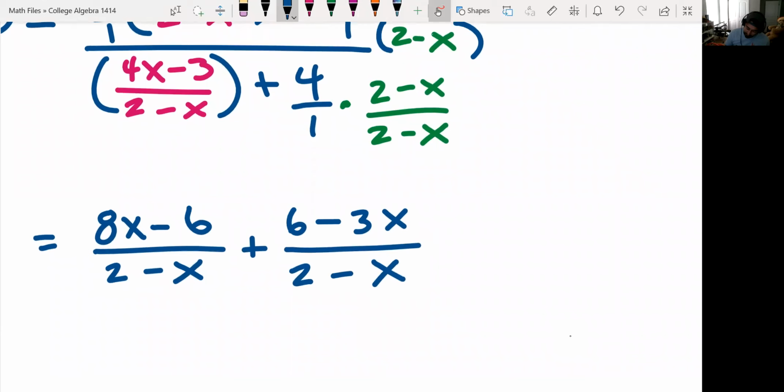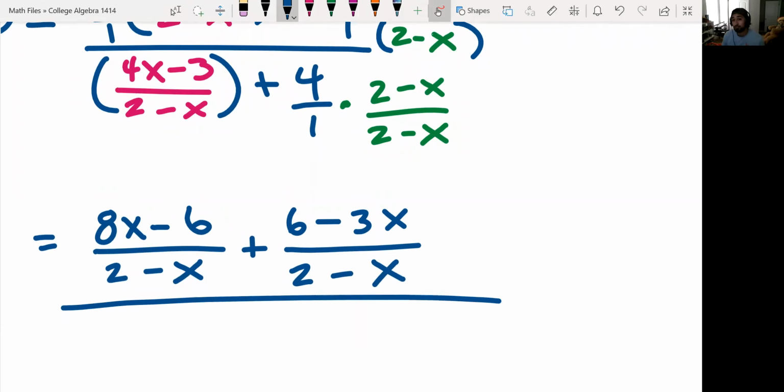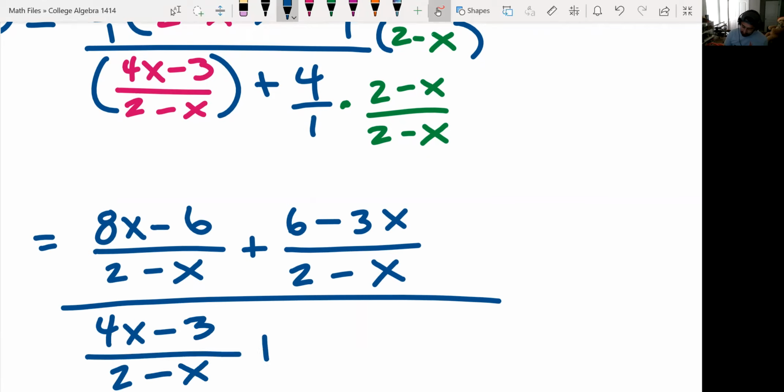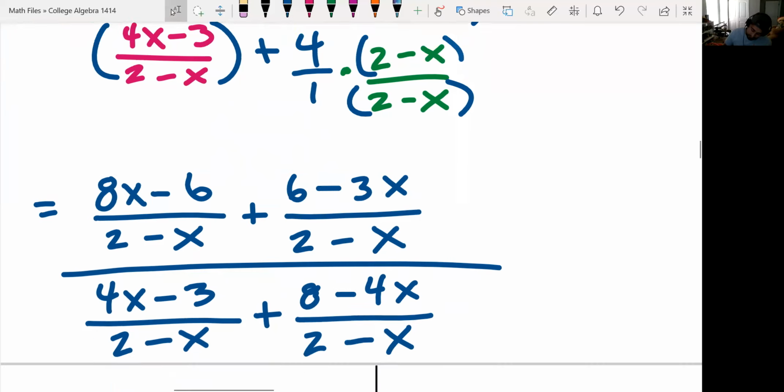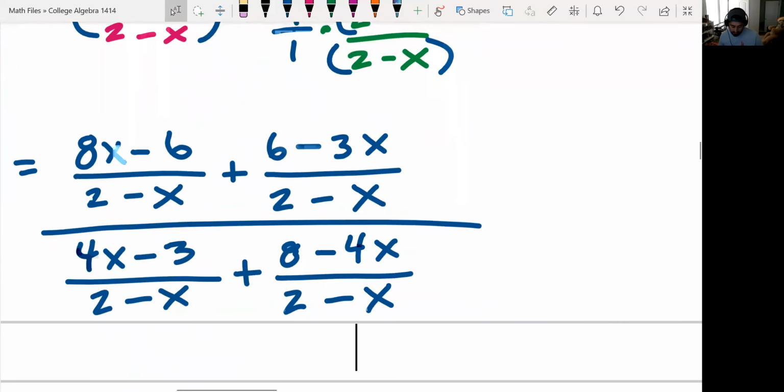And now we worry about the denominator. 4x minus 3 over 2 minus x plus, and in this same move, let's go ahead and distribute that 4. 8 minus 4x over 2 minus x. Gotta love all that fraction work, right? Oh, look at that. Hopefully I got more room.